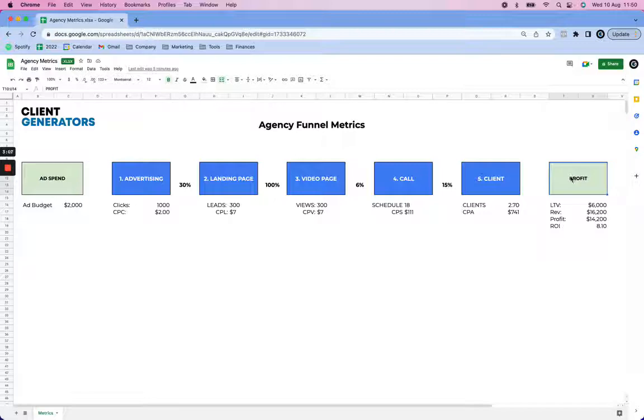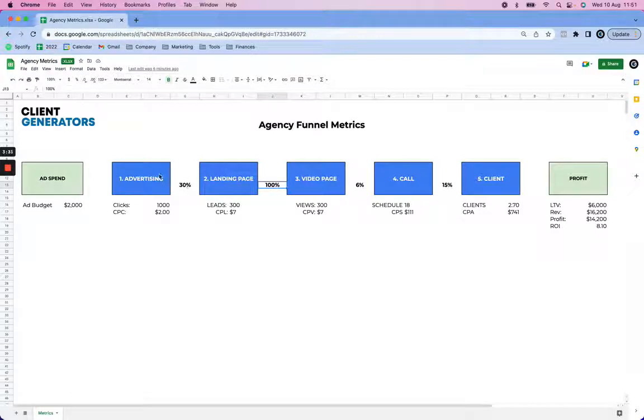So I'll talk about the conversion numbers on the funnel and what you should aim for. And then we'll start to run through a few different scenarios of the profit that you could experience. So we'll tackle these numbers in the middle here that are in bold. These are the conversion numbers on the funnel itself.